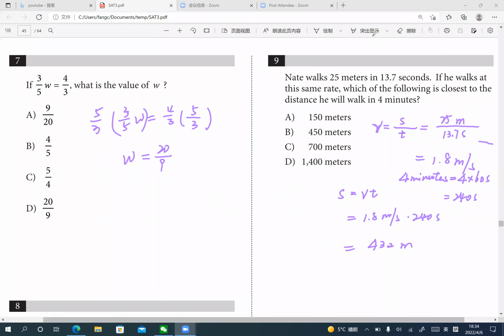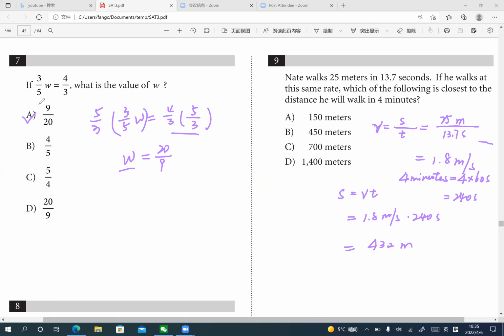Question 7. If 3/5 W equals 4/3, what is the value of W? We multiply both sides by the reciprocal of 3/5. Then we can get W equals 4/3 times 5/3, which is 20/9. We should choose option A, question 7.